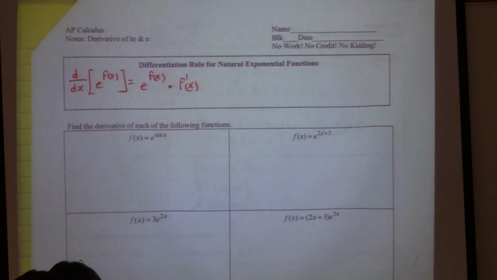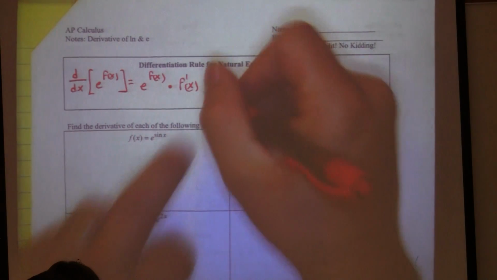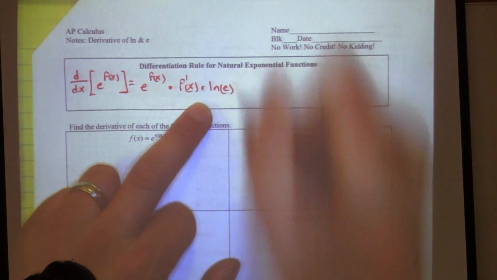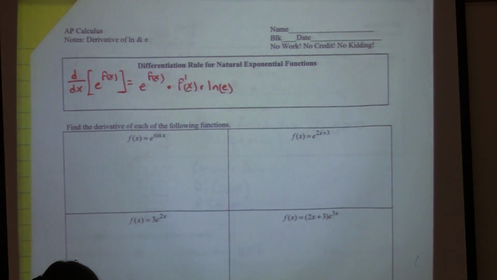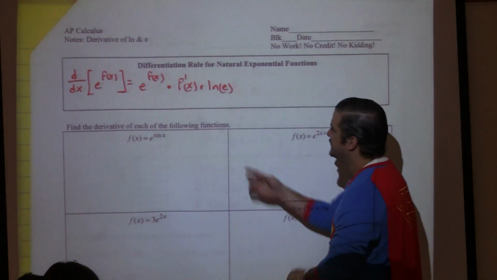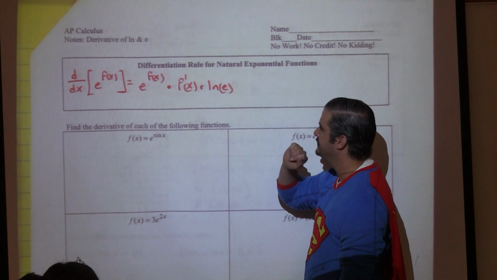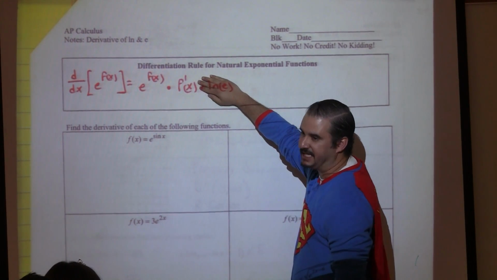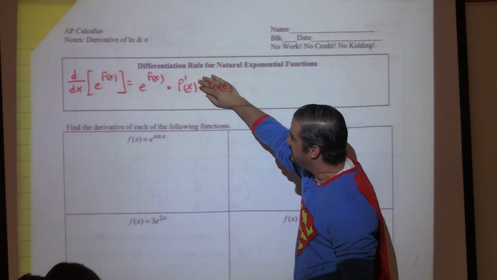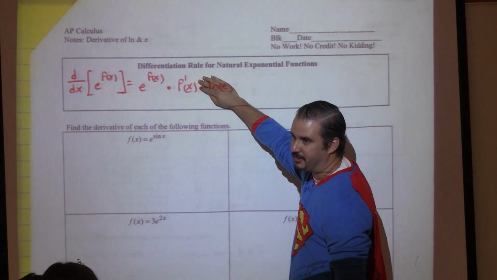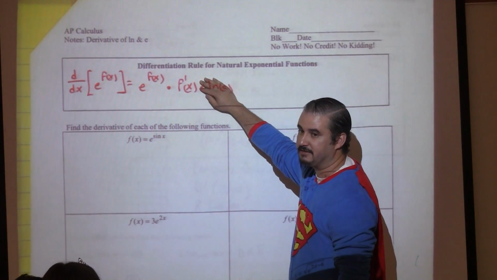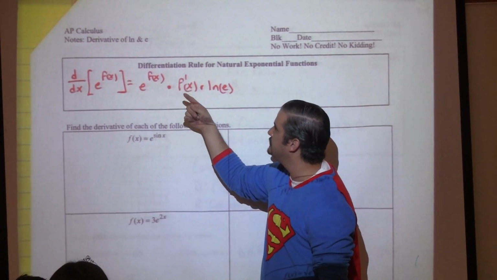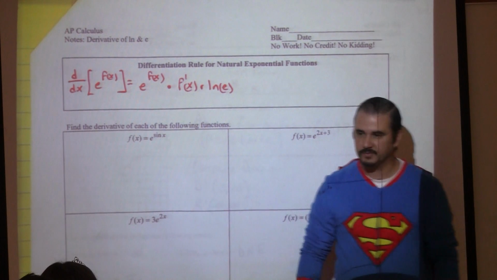Is that hard? Times ln of the base, which in this case is what? E. So ln of e is what? 1. So in calculus books, you will not see that ln of e there. You will just see e to the f of x times f prime of x. Or you could think of it as u, right? So if it's e to the u, then it would be e to the u, u prime.